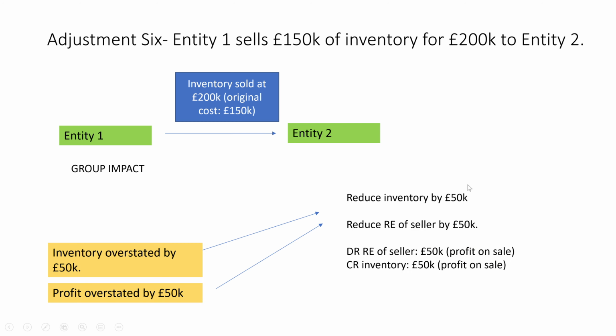Okay, so if we're overstating inventory, to correct for it we need to reduce inventory by 50k. The overstatement in profit, we have to correct for it by reducing retained earnings of the seller, or reducing the profit on the sale. So we debit retained earnings of the seller, 50k, and credit inventory, 50k.